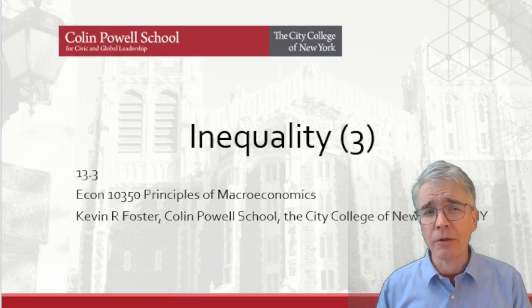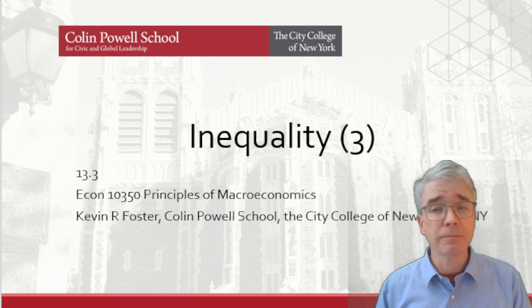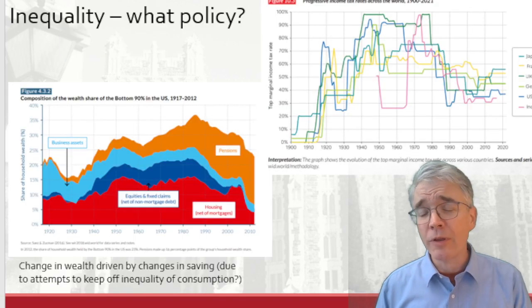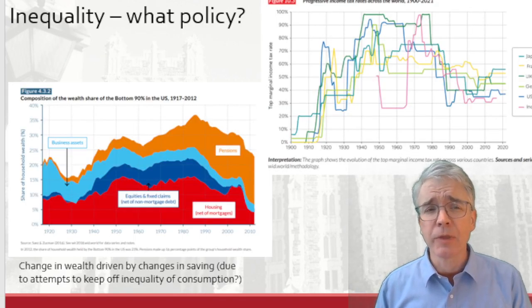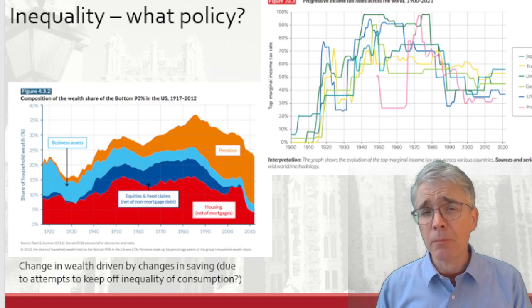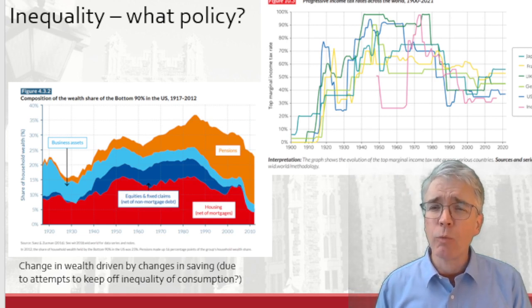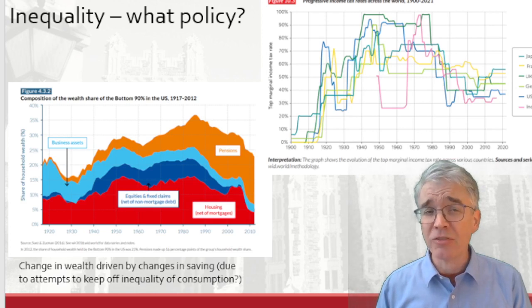Continuing with inequality. Having established the facts about it growing over time, we ask what can be done. What sort of policy tools do we have? One of the easy options is taxes. The graph on the right shows top marginal tax rate in different countries over time. We defined marginal versus average tax rates just a few lectures ago.